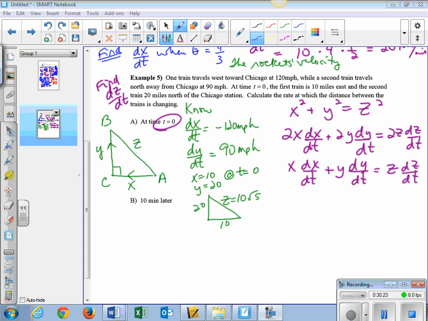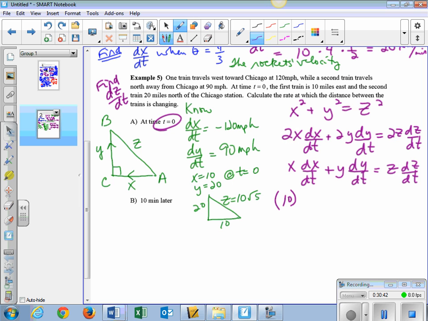Okay, if you can look here, what I did is I went ahead and did my derivatives. I did 2x dx/dt plus 2y dy/dt and 2 is equal to 2z dz/dt. Now to make things easier, I divided everything out by 2. And now I'm ready to substitute in for x.